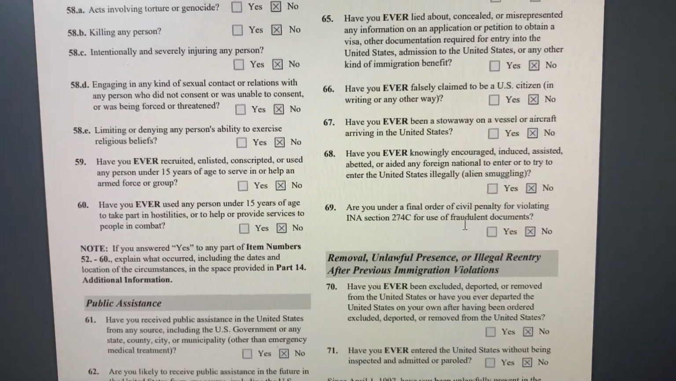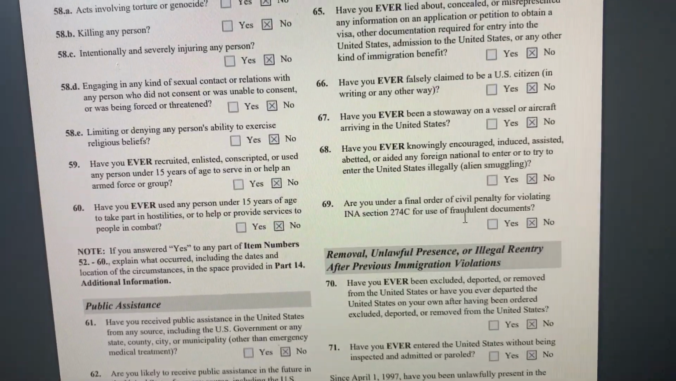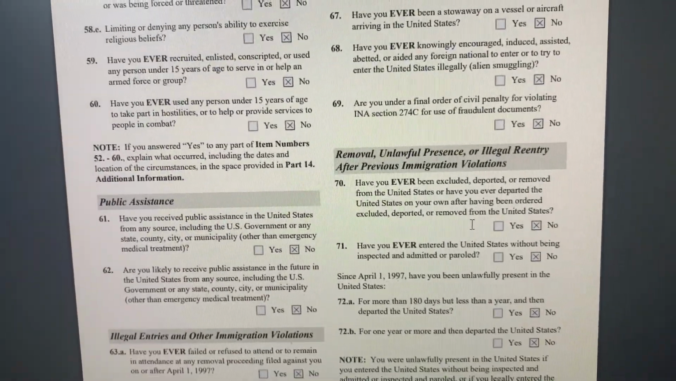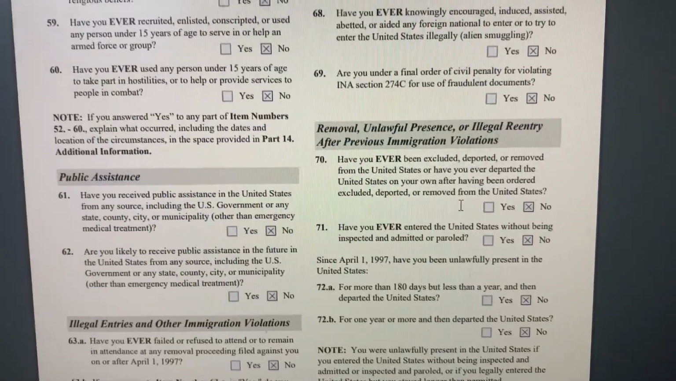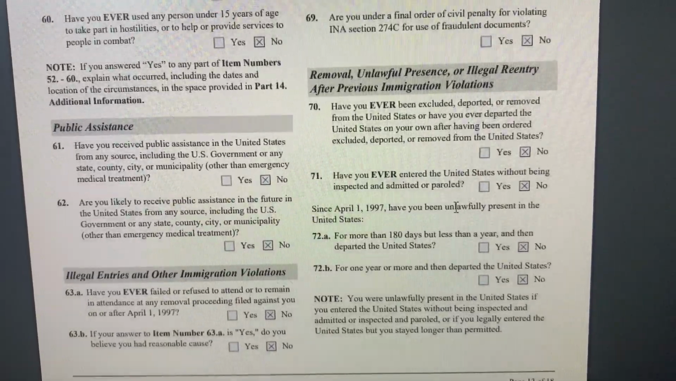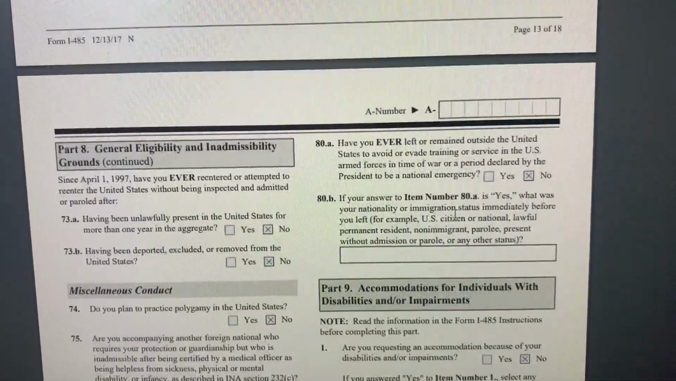Because if it's questionable, they're gonna ask for the actual document. They're just gonna email you if they need anything. Removal, unlawful presence, or illegal re-entry after previous immigration violations. So I put no to it. Pretty much no, all of them.